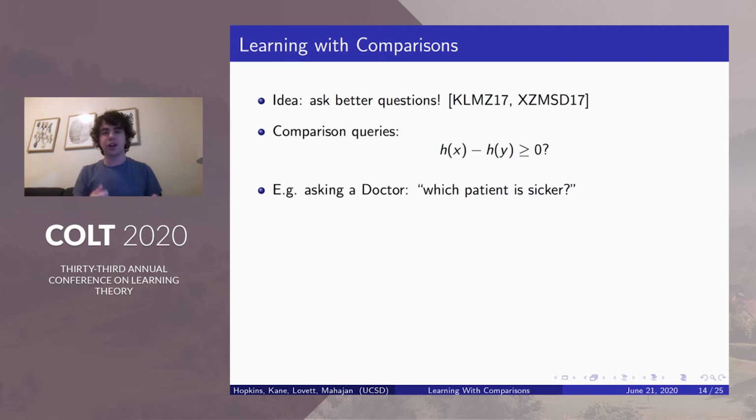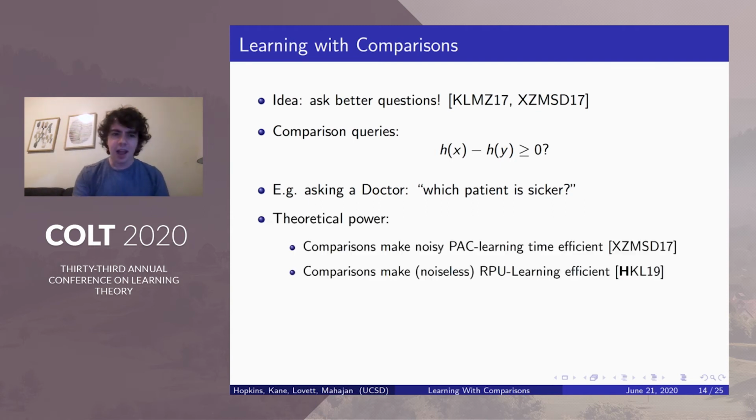Say your oracle is a doctor and you're sending them 2 MRI scans. And you ask the doctor, which of these patients do you think is sicker? More formally, you maybe ask the oracle, which point is further away from the decision boundary? And it turns out we already know that comparison queries come with fairly significant added theoretical power.